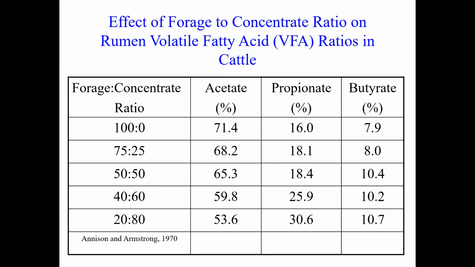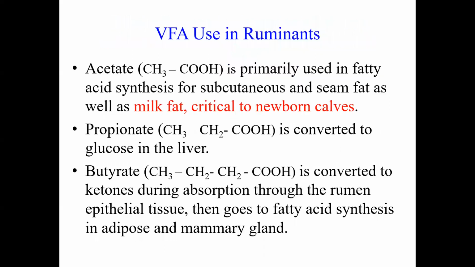The importance of understanding how this impacts an animal is really critical, because if I look at VFA use in ruminants, acetate from a high forage diet is primarily used in fatty acid synthesis for back fat, seam fat, and milk fat, critical to newborn calves.